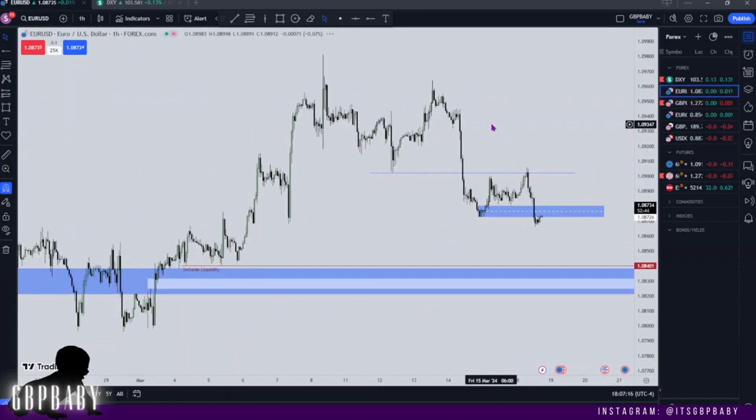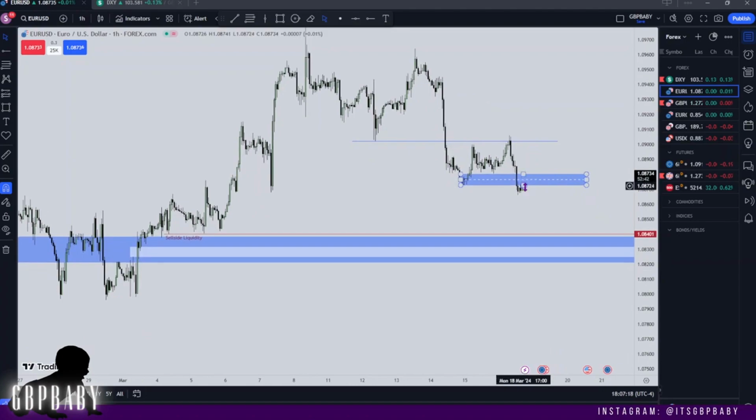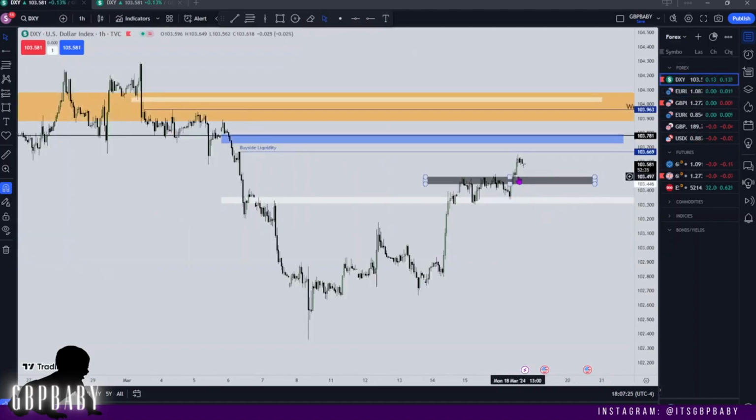And to be honest, euro looks like it's going to be the cleanest to trade tomorrow. Again, I want to see some kind of rally, selling above the open with the expectation to reach the sell side liquidity down here. But remember, this is only if dollar respects its PD arrays.